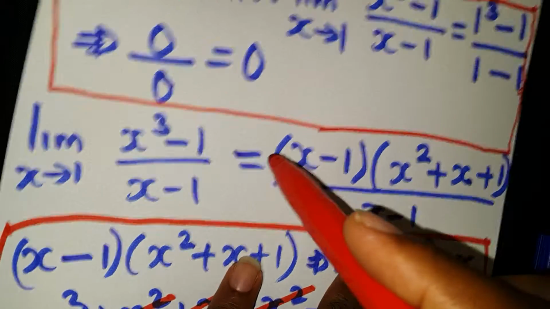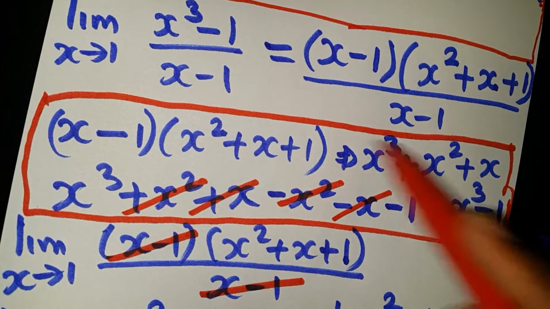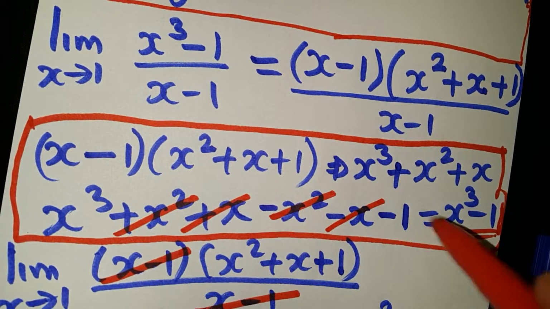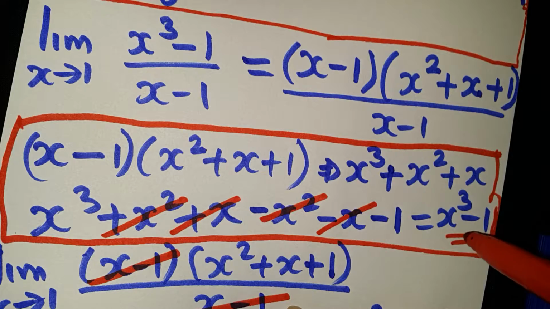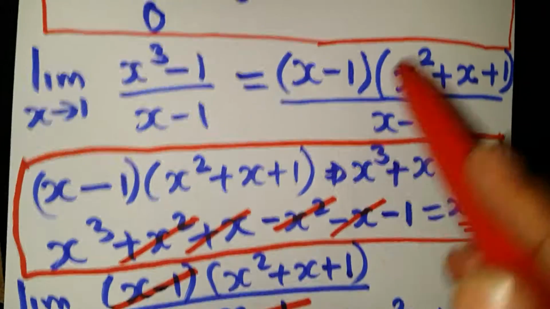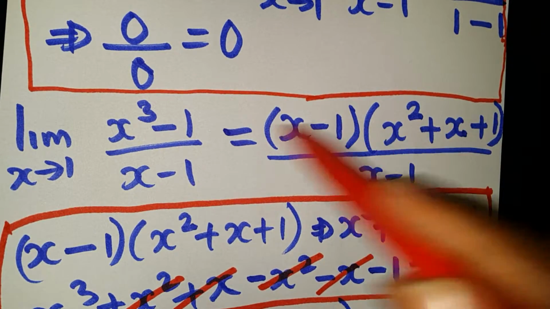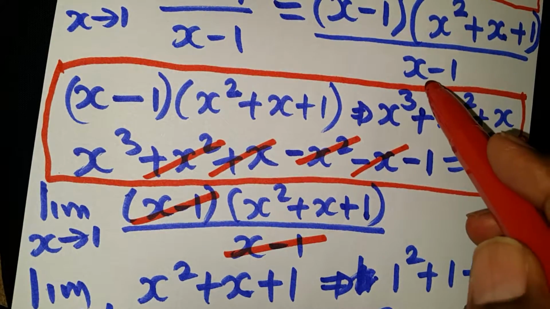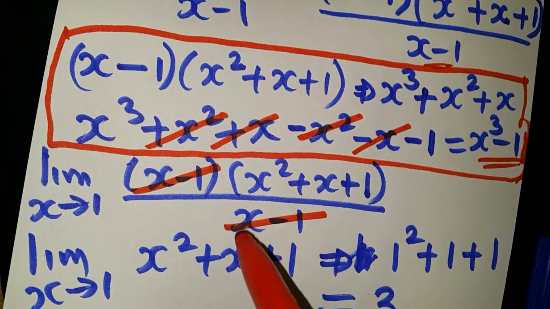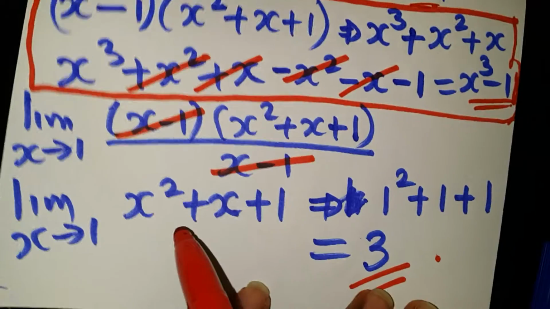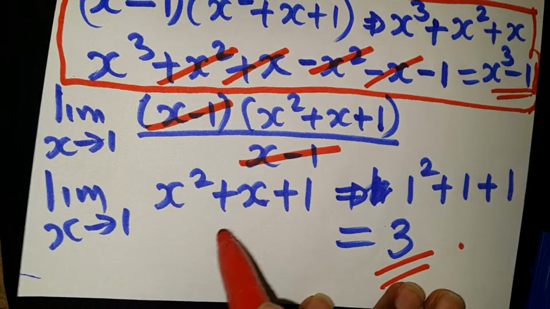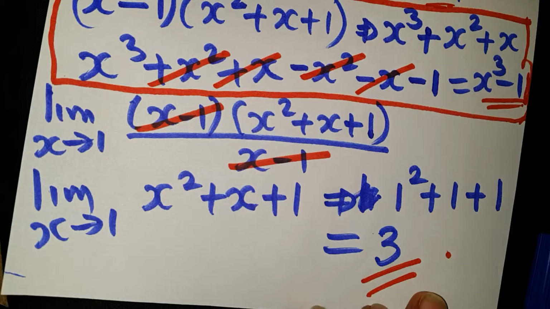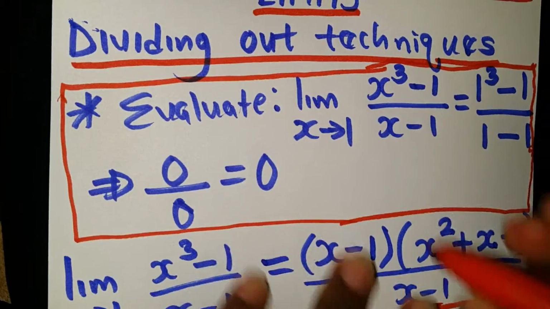So I expanded it. I checked if this expansion is correct, and I found out that it is correct. I put this expansion that we just expanded here, and I put our denominator there, which is x minus 1. Then this and this cancelled, and we have this left. Then I plug in what x is tending to. So I got 3. So that's our first example.